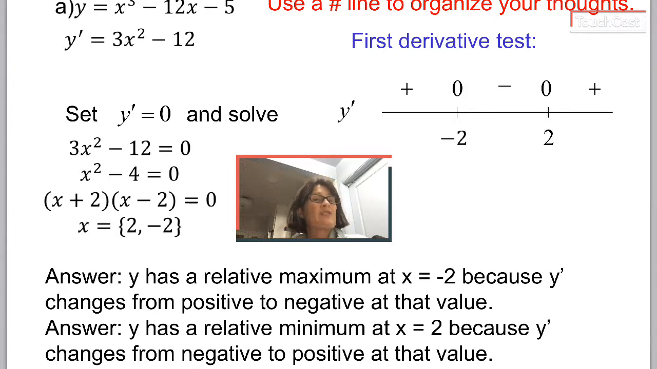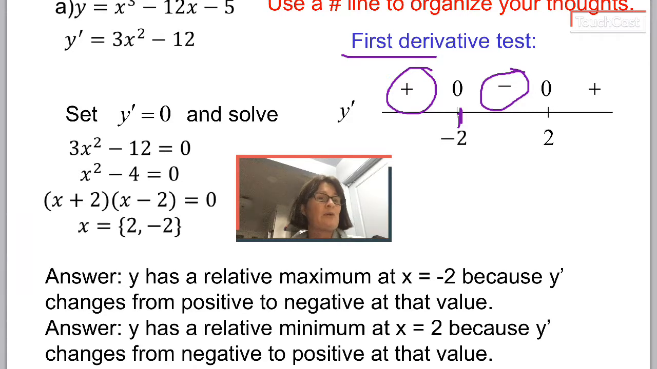All right, so I'm going to answer that y has a relative maximum at x equals -2 because, let me show you with a pen here. See how to the left of -2 I had a positive derivative, to the right I had a negative derivative? That means that as you read from left to right, right here at -2, y prime changes from positive to negative. So I know y has a relative maximum at x equals -2 because y prime changes from positive to negative at that value.